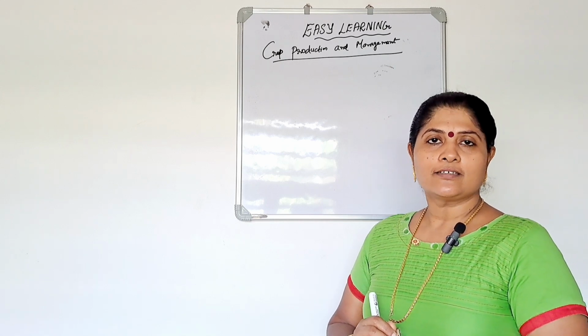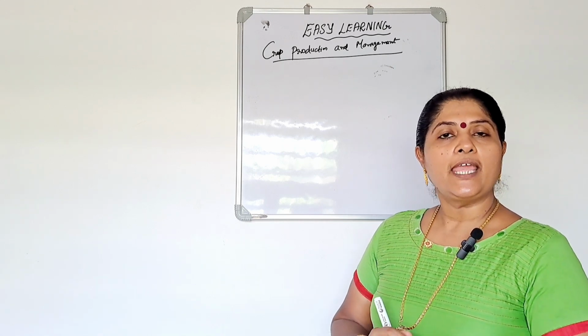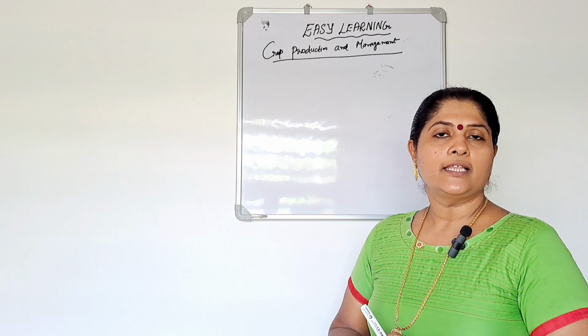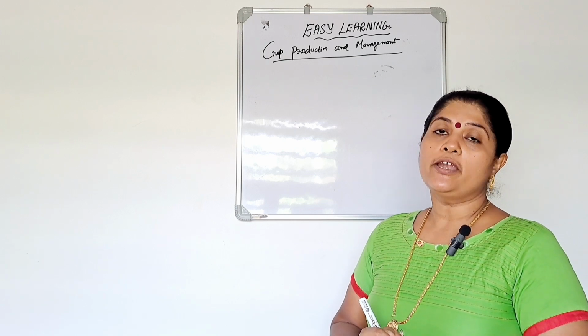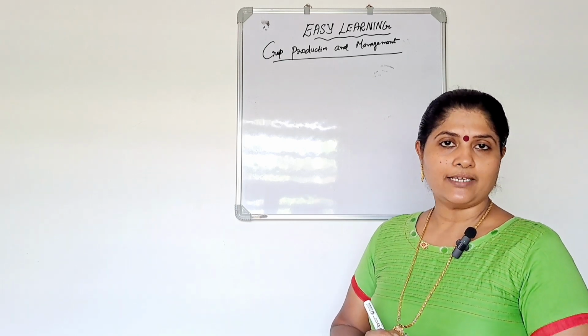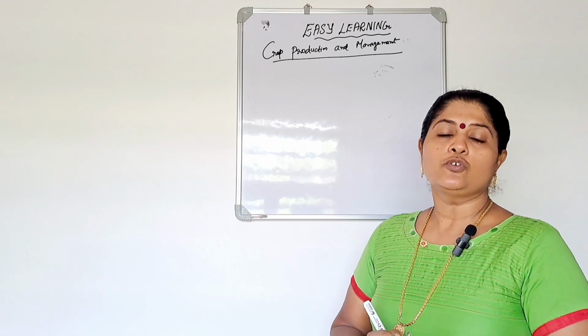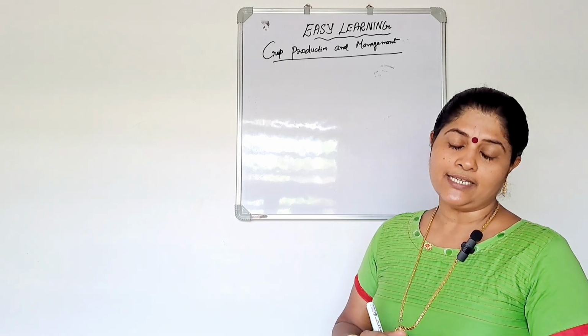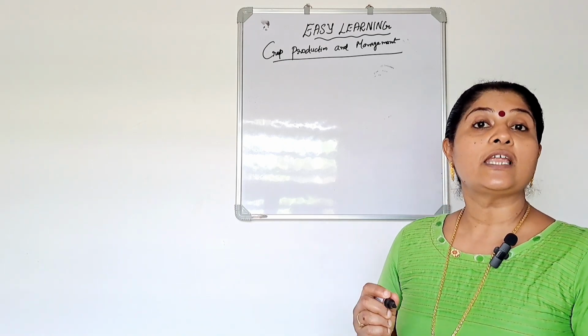So, let us continue the first chapter in 8th standard science, the topic protection from weeds. Already 4 steps of agricultural practices I have completed in my videos. So, this is the 5th step of agricultural practice, that is known as protection from weeds.